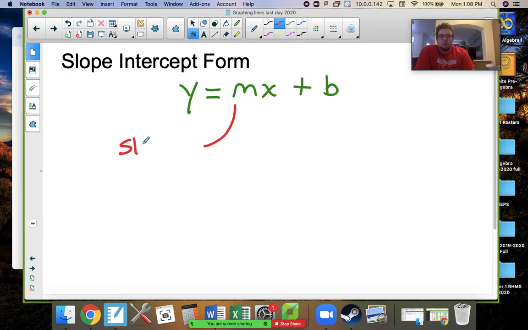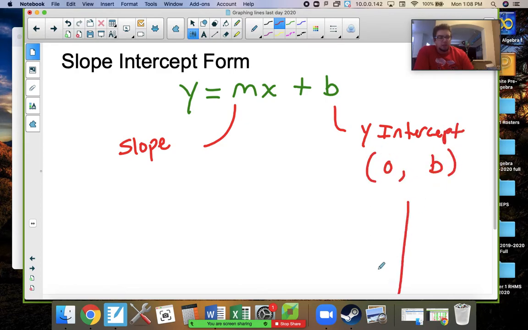M of course is the slope. Our b right here is our y-intercept. This is where the form gets its name. Y-intercept 0, b. That's because wherever our line crosses the y-axis right here, the x-coordinate is always 0. It all just depends on how high up or how low our line crosses.